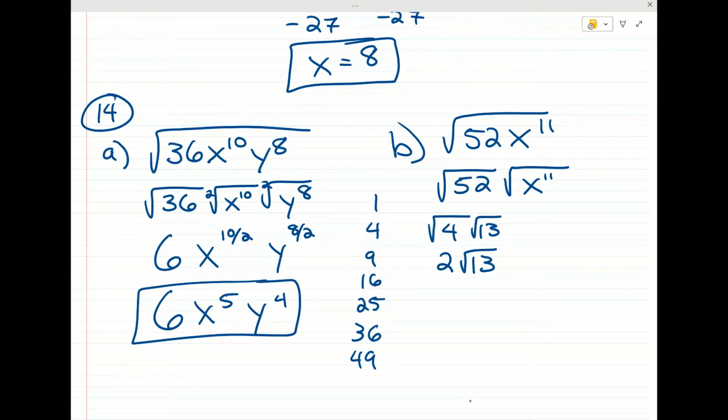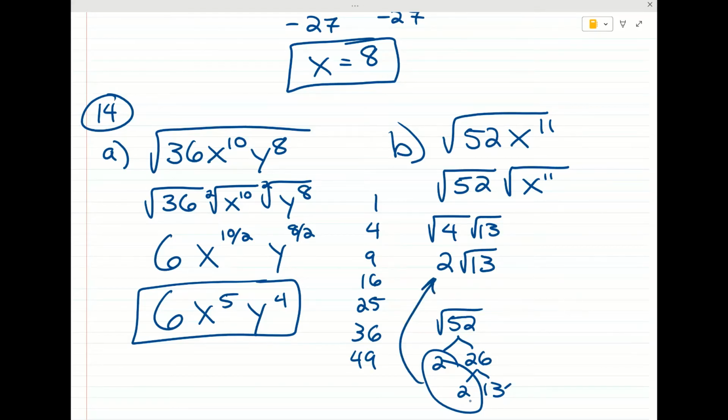Another way we talked about doing this, because 52 is kind of a big number, it's a little tricky to figure out which of these goes into that. One thing that I would do is I would just take 52 and break it up into prime numbers. So 2 and 26, 2 and 13. We could see that there's a group of 2 with a 13 left over. So either way, we get the answer using the two different techniques that we talked about.